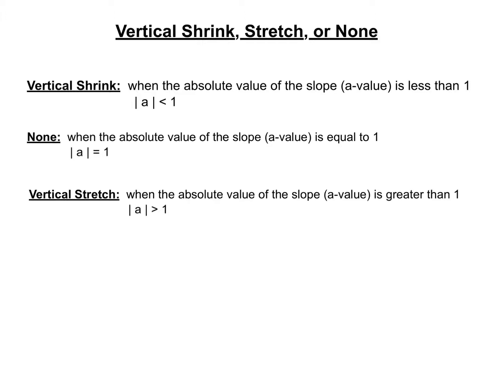All right, vertical shrink, vertical stretch, or none. Now, when we're talking about a shrink, we're going to take the absolute value of the slope and say it is less than 1, meaning it is a fraction. So we get like a 1/2 or a 1/3 or a 2/3, something like that. That is a shrink because we're going to make our graph kind of smaller. We say none when it is 1 because that's a perfect graph. And when it's greater than 1, 3 halves, 4, 1 1/4, stuff like that, then we're going to say it's a stretch because it's going to pull it down.